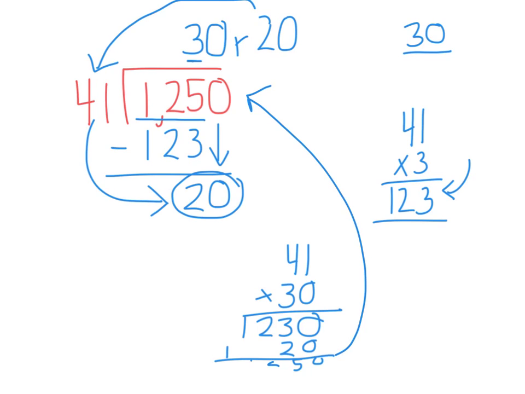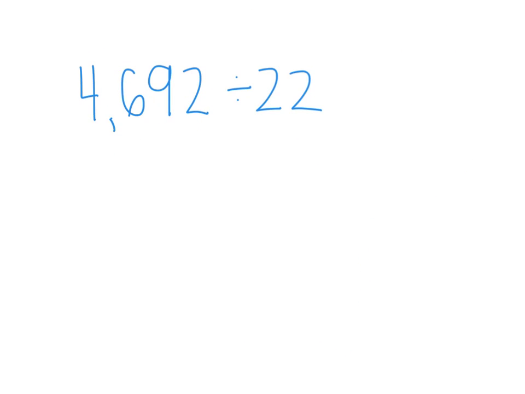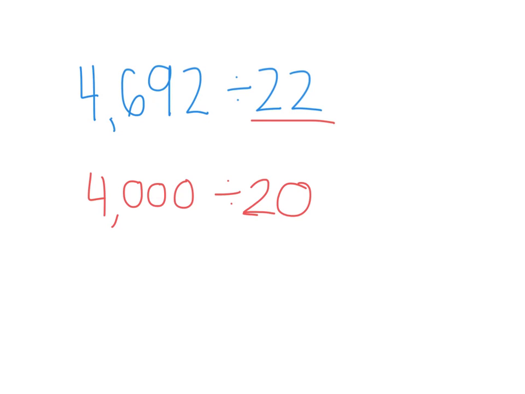Let's do one more together. If you want to do this one by yourself, try it out. If not, stay along with me and we can solve it together. But as always, our first step is going to be to estimate. So I'm going to round my 22 to 20. And then I'm going to think, does 2 go into 4? It absolutely does. So I'm going to keep it at 4,000 as my estimate. My rule of crossing off the zeros helps me out. 4 divided by 2 is 2, and there's 2 zeros left to tack on at the end. So my answer is going to be around 200.